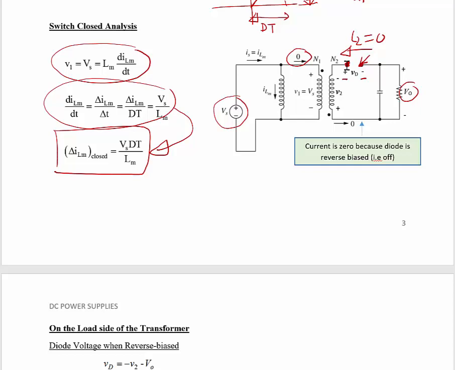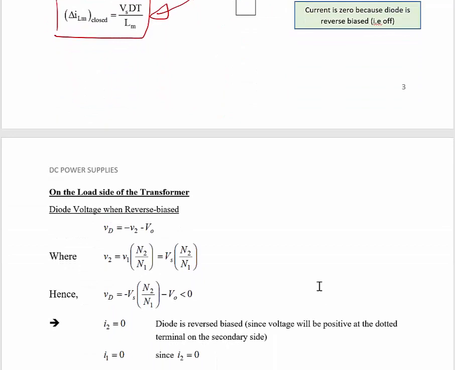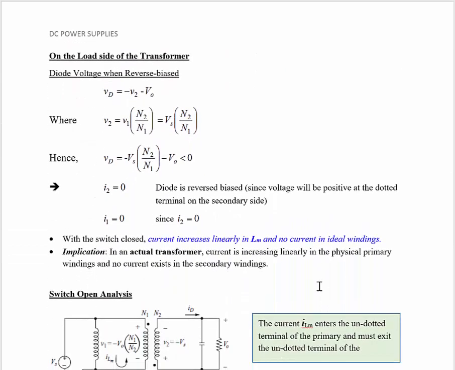So to calculate the voltage across a diode when it is reverse biased, to make sure that our diode will be able to withstand that during operation, this is the expression that we need. That voltage is going to be negative V2 minus VO. How do you calculate negative V2?